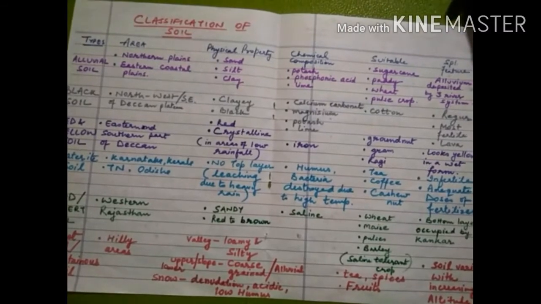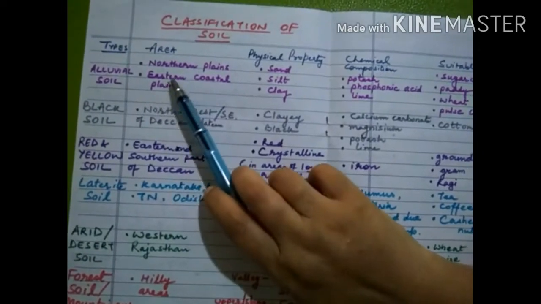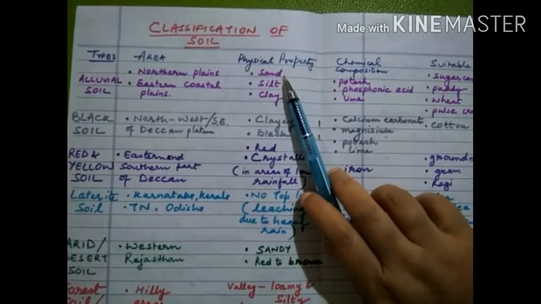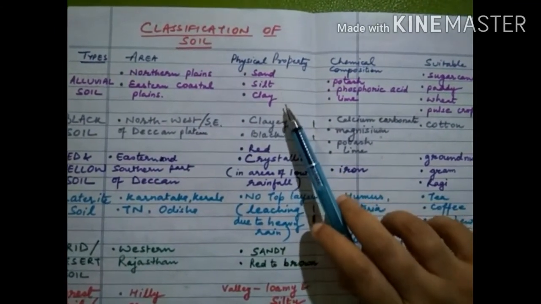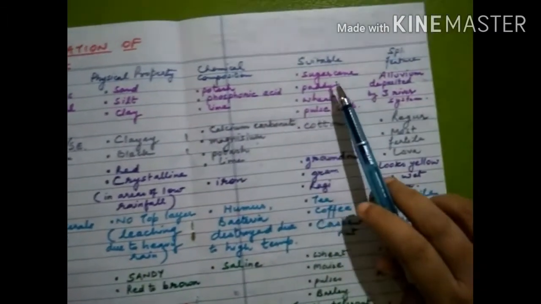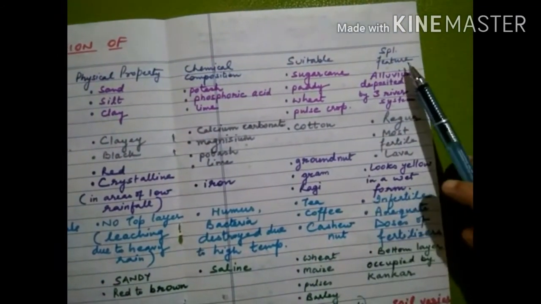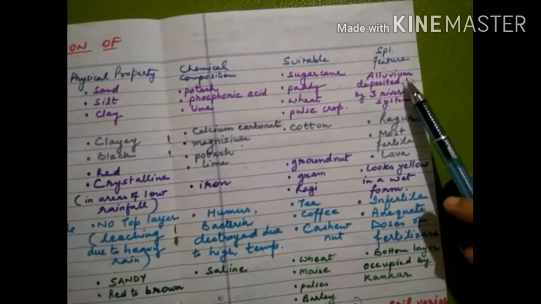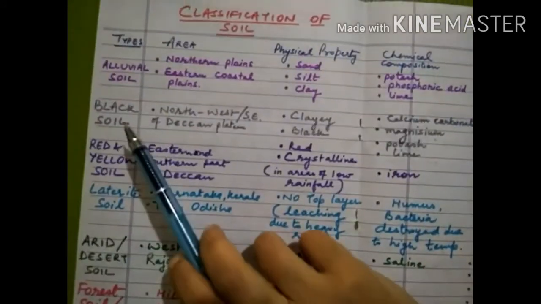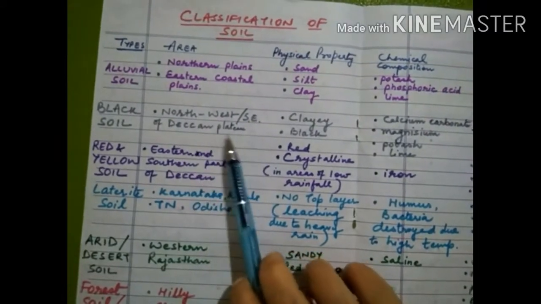Now classification of soil and its features. First of all, alluvial soil. Alluvial soil is found in the northern plains and in the eastern coastal plains. Its physical property is that it is composed of sand, silt and clay. Chemical composition: potash, phosphoric acid, lime. This soil is suitable for the production of sugarcane, paddy, wheat and pulse crops. The special feature of this soil is that the alluvium is deposited by three river systems, that is Indus, Ganga and Brahmaputra.